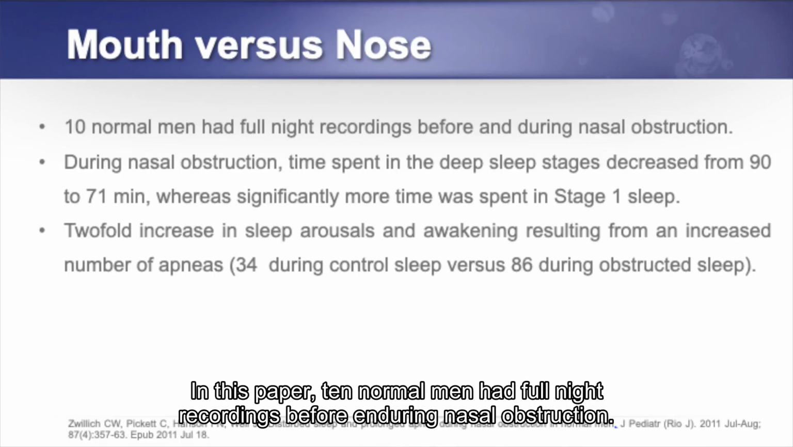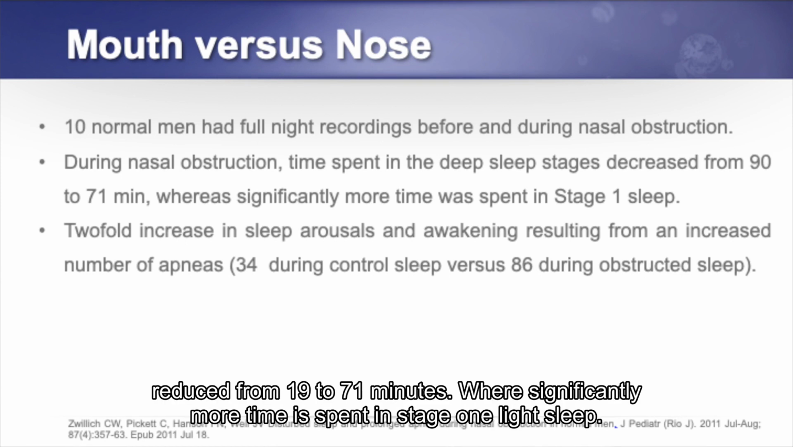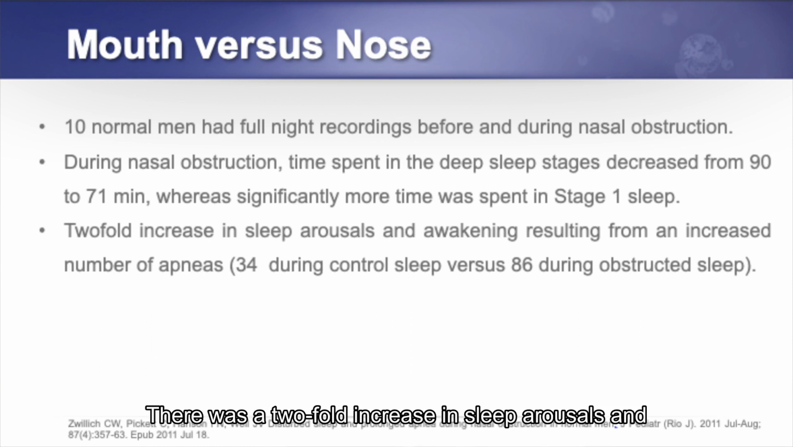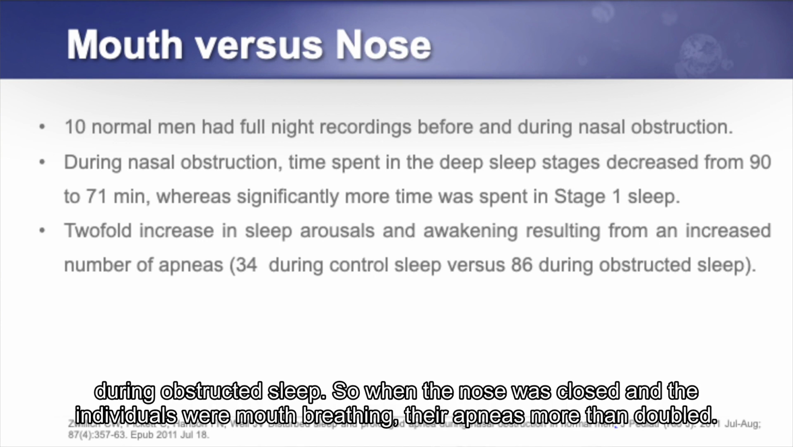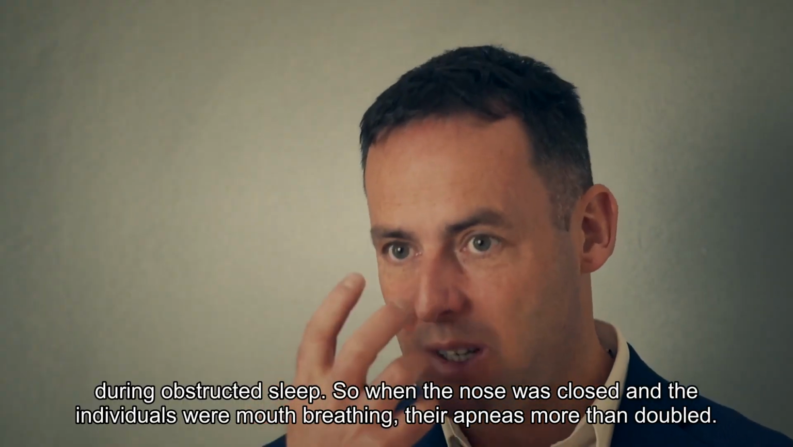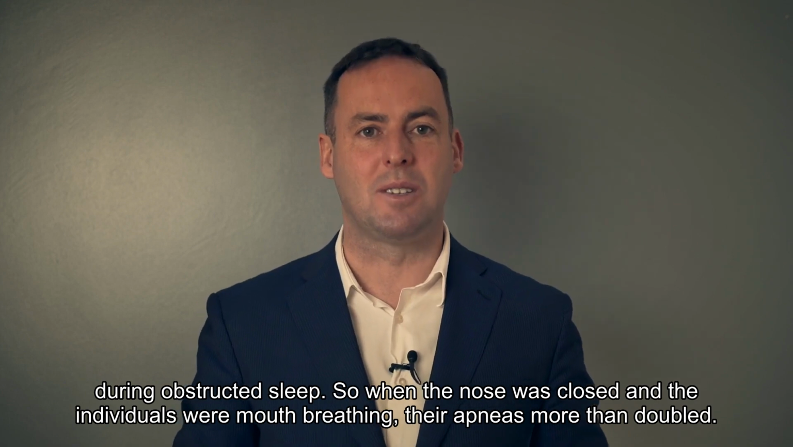In this paper, 10 normal men had full night recordings before and during nasal obstruction. During nasal obstruction, the time spent in deep sleep stages reduced from 90 to 71 minutes, whereas significantly more time is spent in stage 1 light sleep. There was a 2-fold increase in sleep arousals and awakening resulting from an increased number of apneas. For example, 34 during controlled sleep, but 86 during obstructed sleep. So when the nose was closed and the individuals were mouth breathing, their apneas more than doubled.